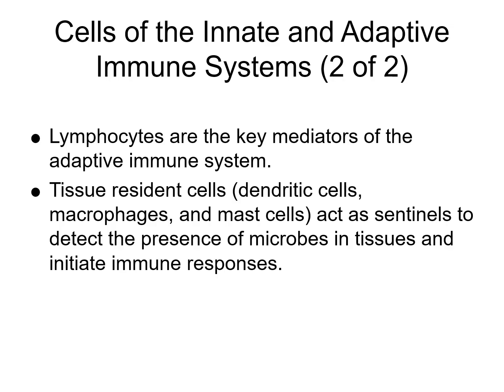Some features of lymphocytes: they can recognize specific antigens, they can provide targeted immune responses, and they can develop immunological memory for faster responses during future infections. Certain immune cells can reside in tissues and act as sentinels, meaning they monitor tissues for the presence of microbes and help start immune responses.